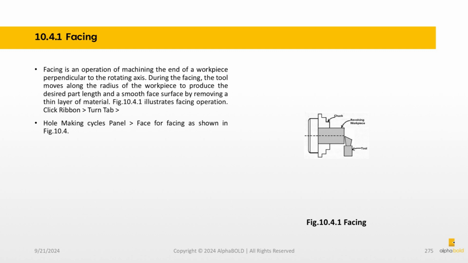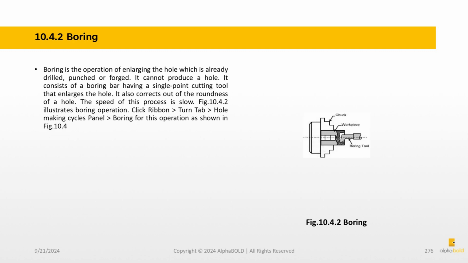The example illustrates facing operation. Click ribbon, turn tab, Hole Making Cycles panel, face for facing. Boring is the operation of enlarging the hole, which is already drilled, punched, or forged. It cannot produce a hole.